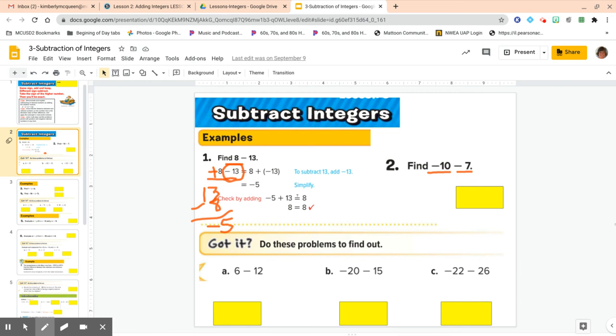So let's sing the song. Same signs, add and keep. Yes, we have same signs here between the two numbers. So I add the numbers and I keep the sign. Letter A. Same signs, add and keep.